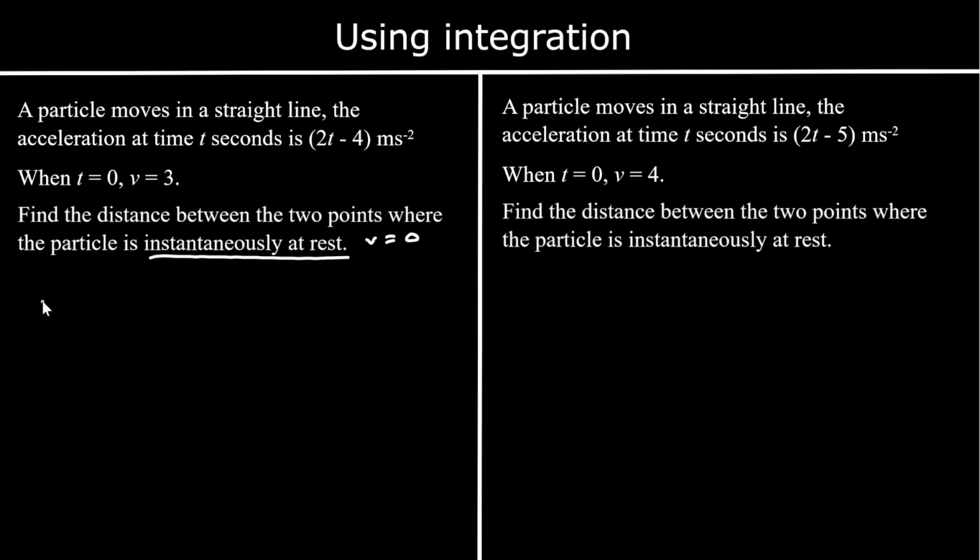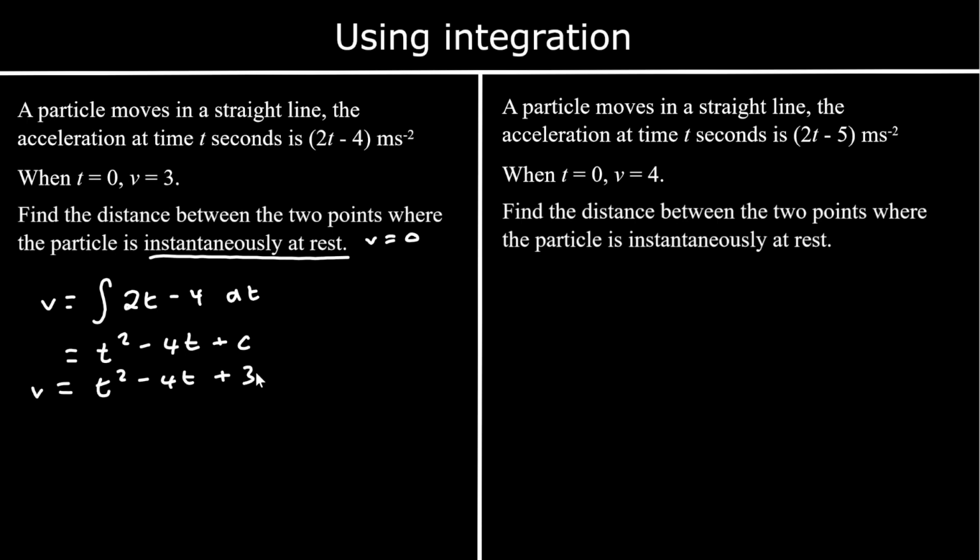So the velocity is the integral of the acceleration, 2t minus 4, with respect to t. So add 1 to the power, divide by the new power, add 1 to the power, divide by the new power, and plus c. When t is 0, v equals 3. So c is 3. So there's the velocity.